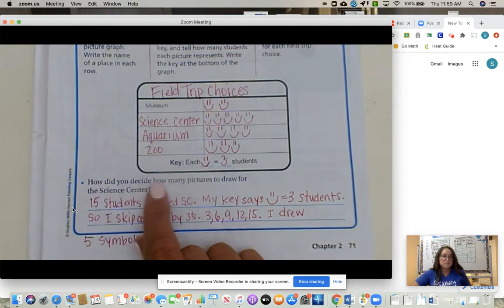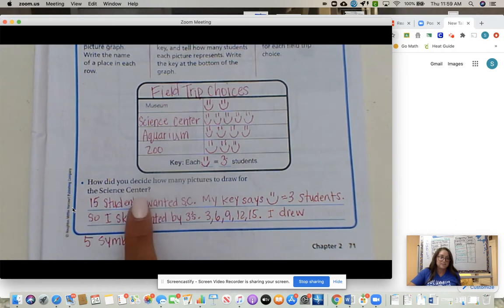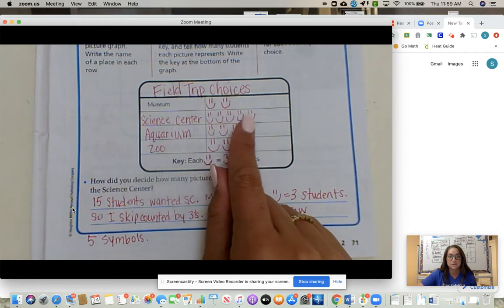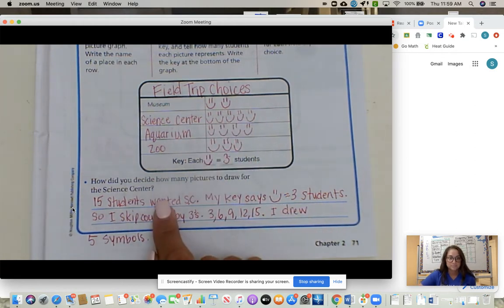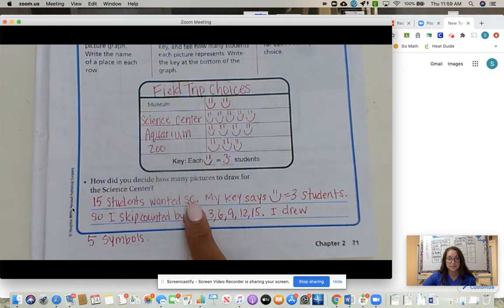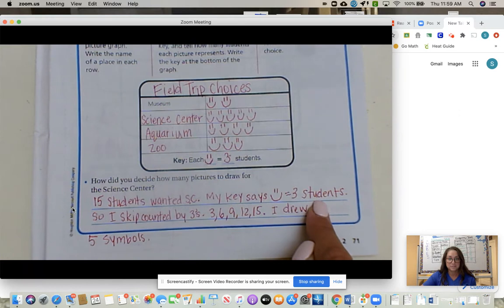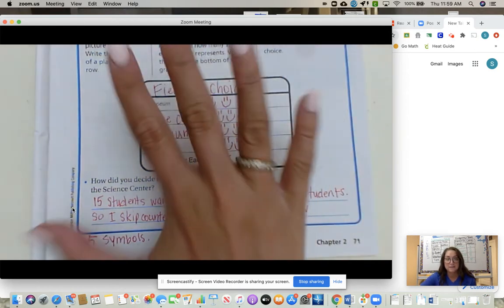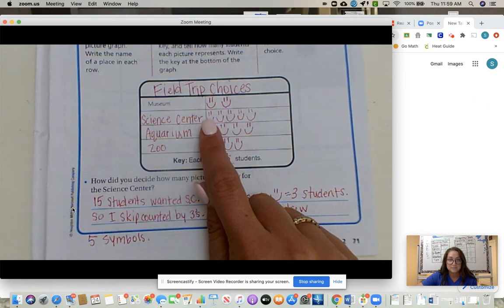Now it says, how did you decide how many pictures to draw for the Science Center? We're looking at Science Center. So if we go here, that's 3, 6, 9, 12, 15 students. I just abbreviated it, SC. Then you write your key. Well, my key says a smiley face is 3 students. So I skip counted by threes. 3, 6, 9, 12, 15. After you skip counted, what did you decide? Well, then I drew 5 symbols. I needed 5 smiley faces to represent 15.